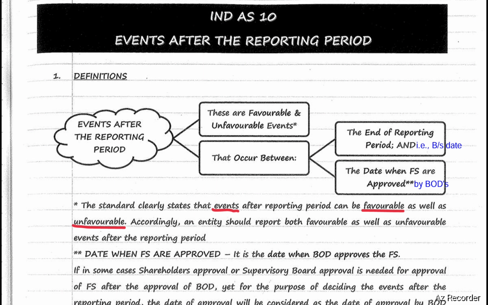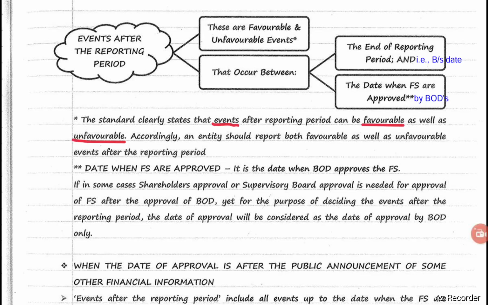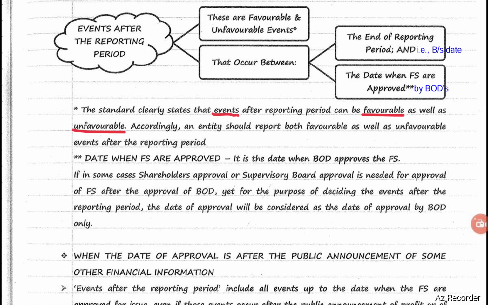Date when financial statements are approved is the date when board of directors approve the financial statements. In some cases, shareholders approval or supervisory board approval is needed for approval of financial statements after the approval of board of directors. Yet, for the purpose of deciding the event after the reporting period, the date of approval will be considered as the date of approval by board of directors only. So finally, board of directors approval will only be considered as date when financial statements are approved.